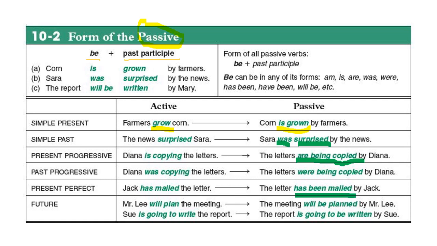And for the future, we can use future will or future be going to. For example, Mr. Lee will plan the meeting. On the passive, we say the meeting will be planned by Mr. Lee. But if we use the future be going to, we say Sue is going to write the report, or the report is going to be written by Sue. We will see some more examples.